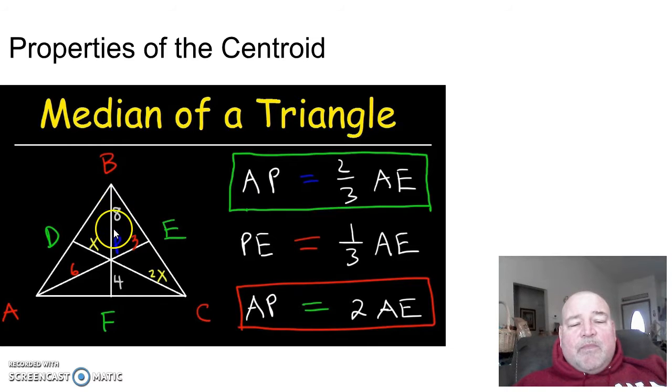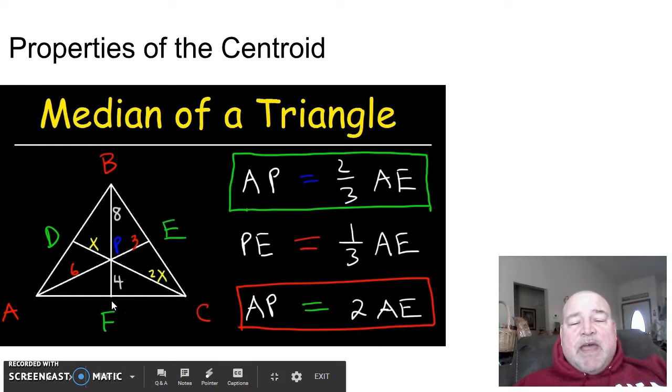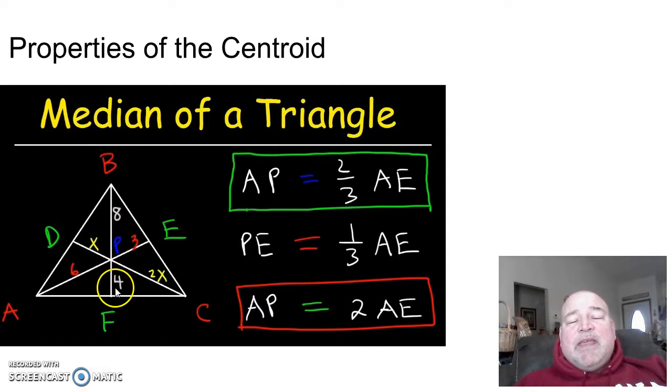Same thing here. BP is 2/3 of BF. That's 1/3. So if BP is 8, PF is half of that, 4, and the whole median will be 12. From the vertex to the centroid is 2. From the centroid to the midpoint is 1. X and 2x.